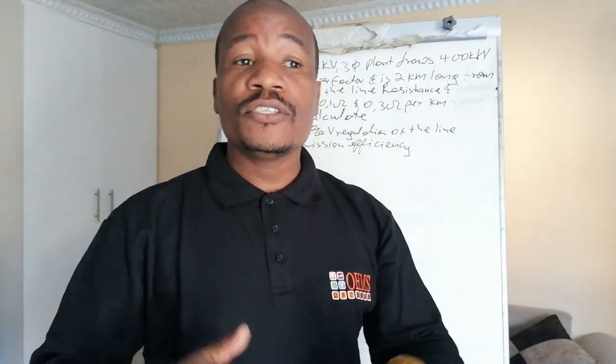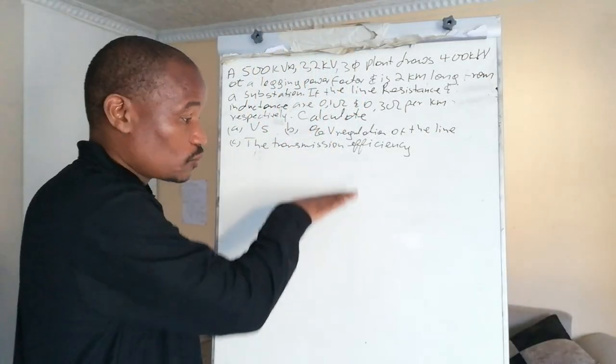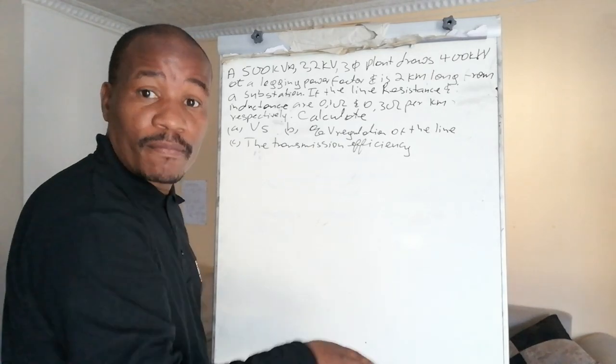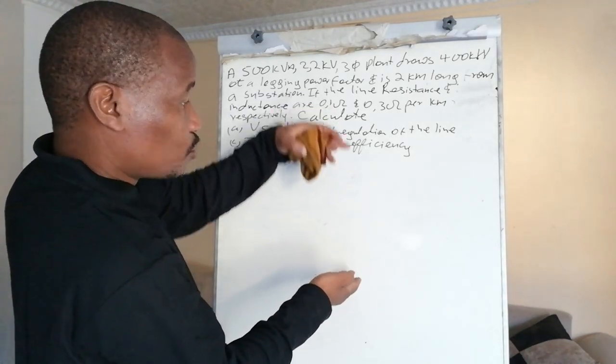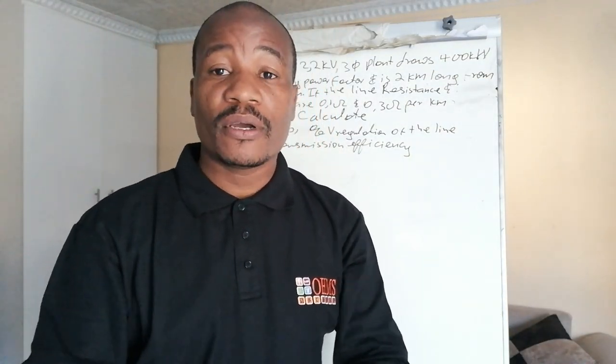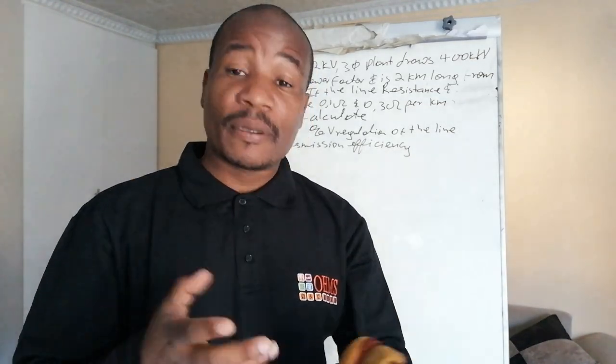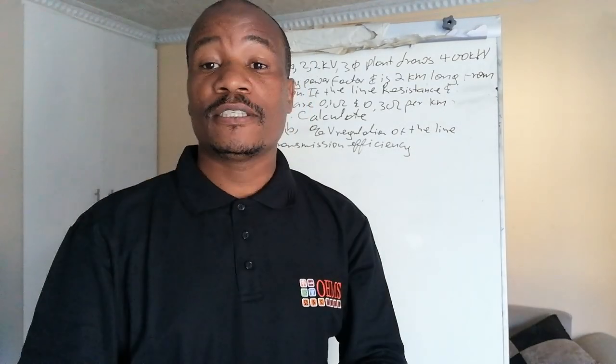And then the capacitance is mainly due to the fact that a conductor which is above the ground, the space between that line and the ground, forms a dielectric medium. So it is along that line that the capacitance of a transmission line is made.